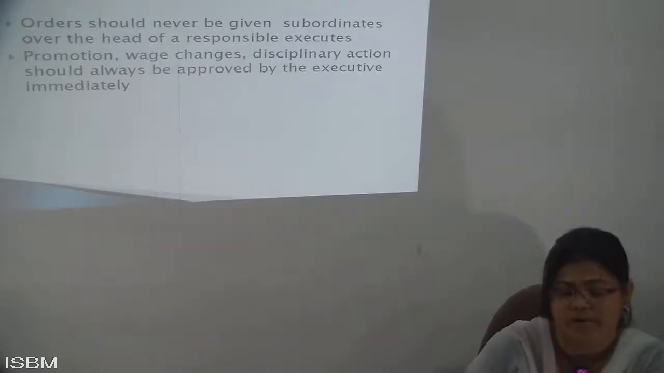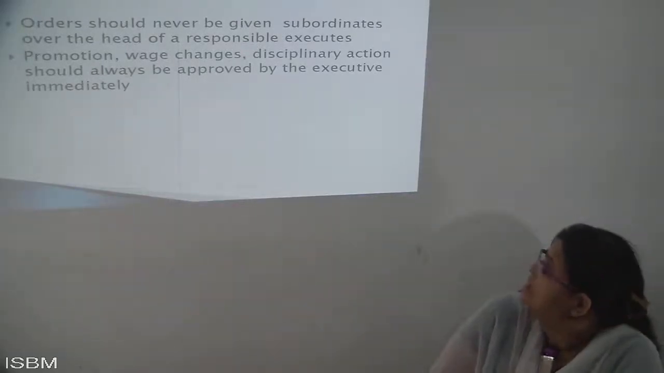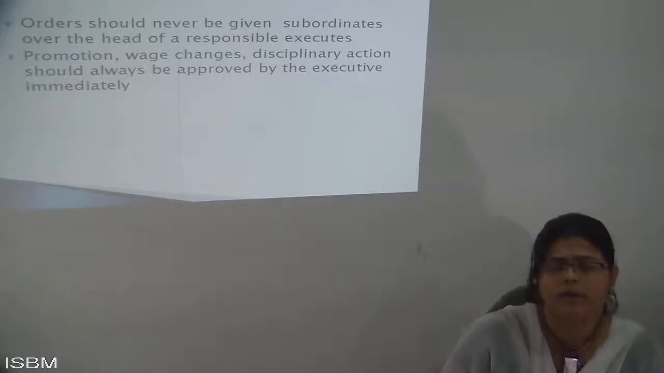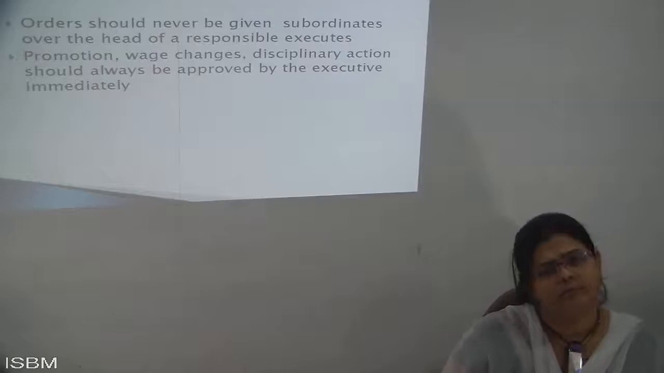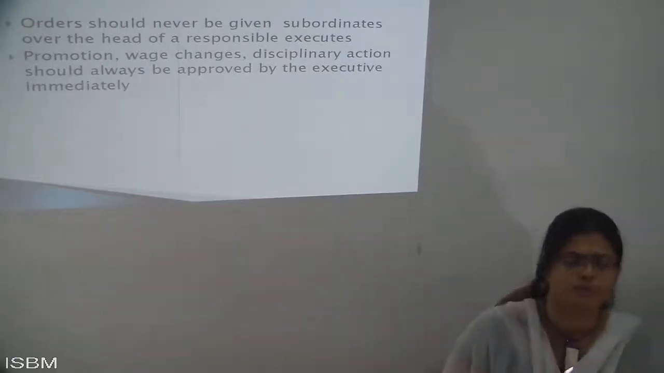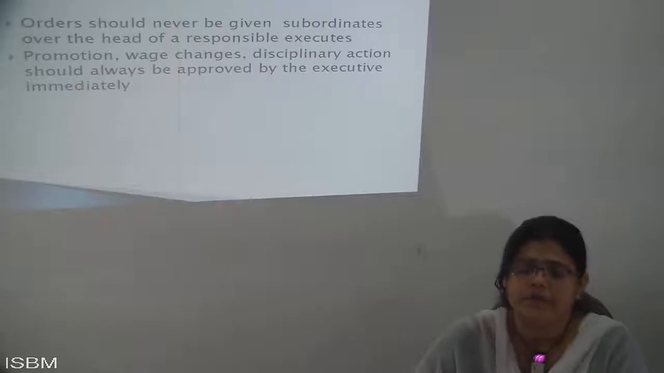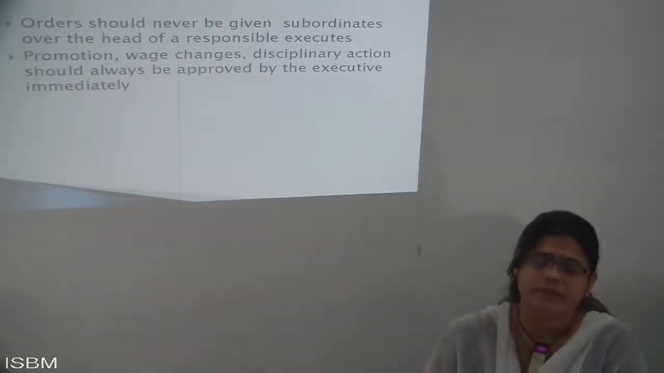Next, promotion, wages, changes, and disciplinary actions should always be approved by the executive immediately. This is how you can make things good for the people in the organization, whether an executive or an employee. If that person gets proper promotions, proper wages, proper salaries, proper incentives, and every benefit.